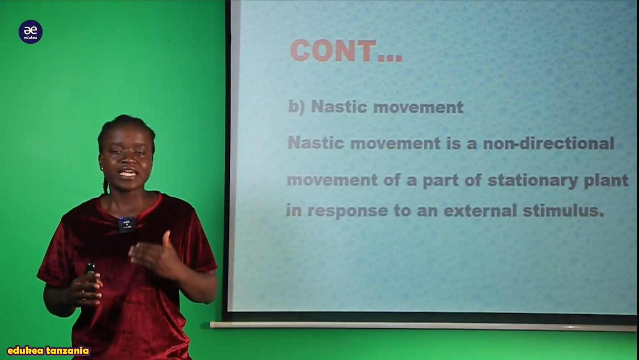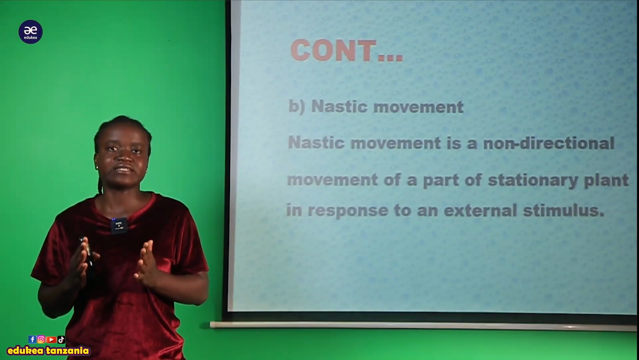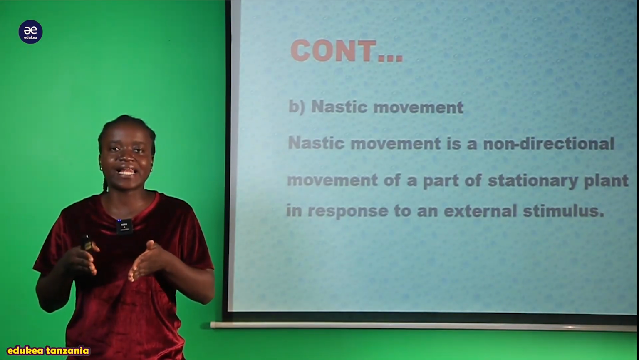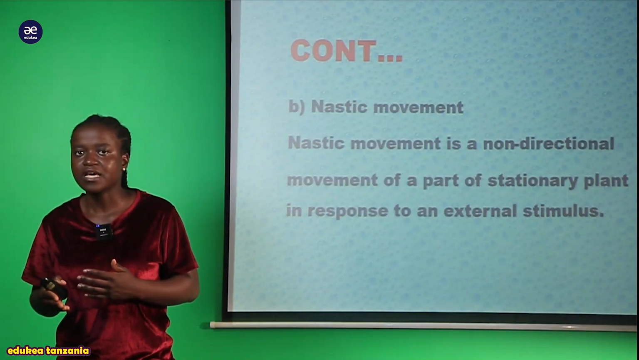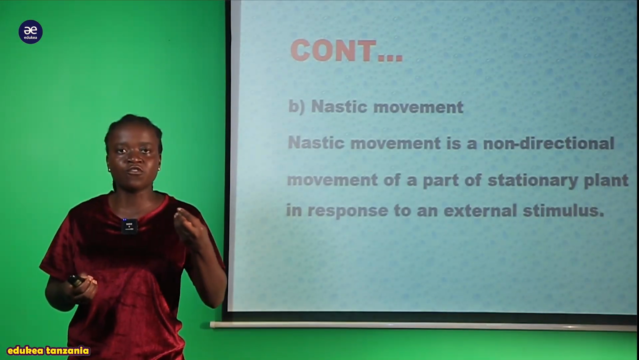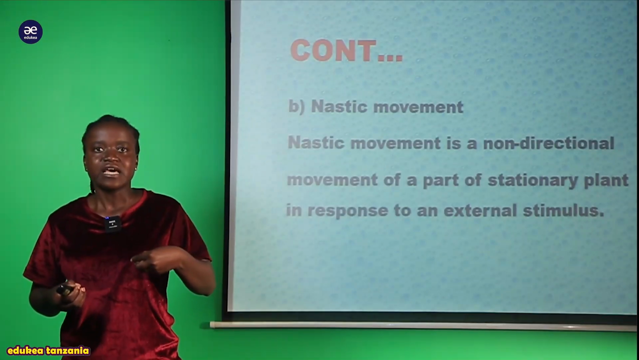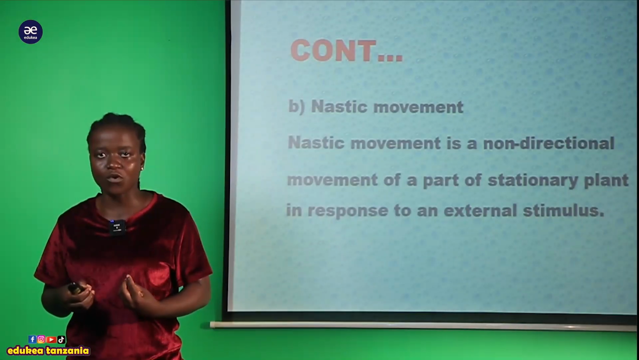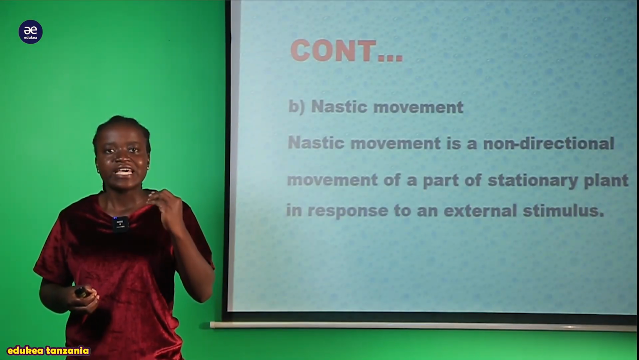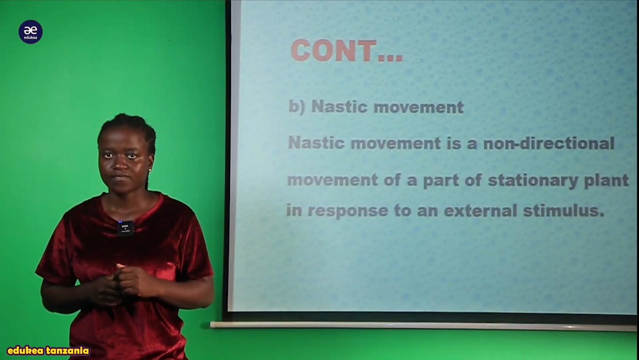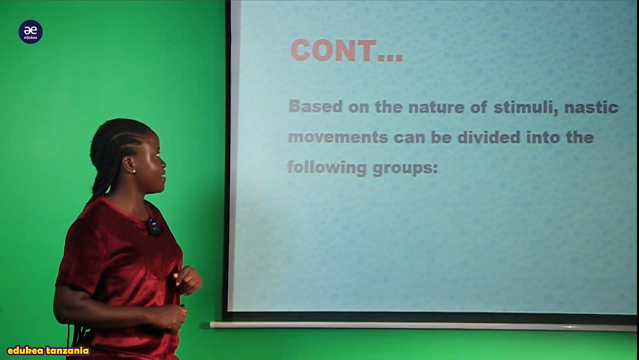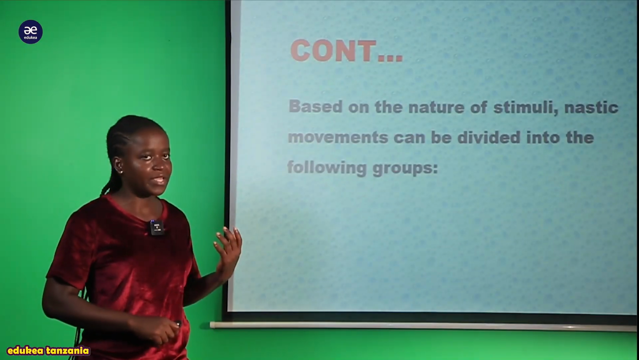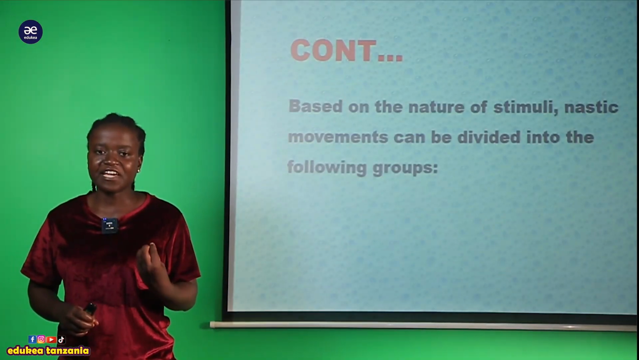For example, here we are talking about a plant. You know, a plant is in a stationary state, meaning that the plant cannot move from one place to another. So if there is movement of a branch of a plant, here we will say that the movement is a kind of nastic movement, since the plant itself is in a stationary state. Based on the nature of the stimuli, nastic movement can be divided into the following groups. It is a non-directional movement.